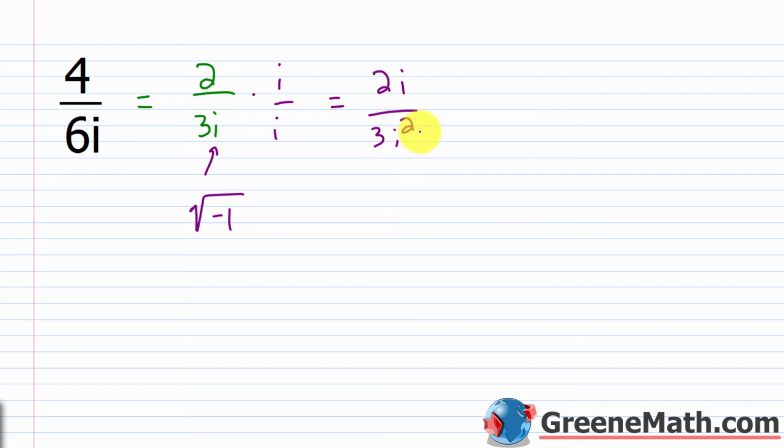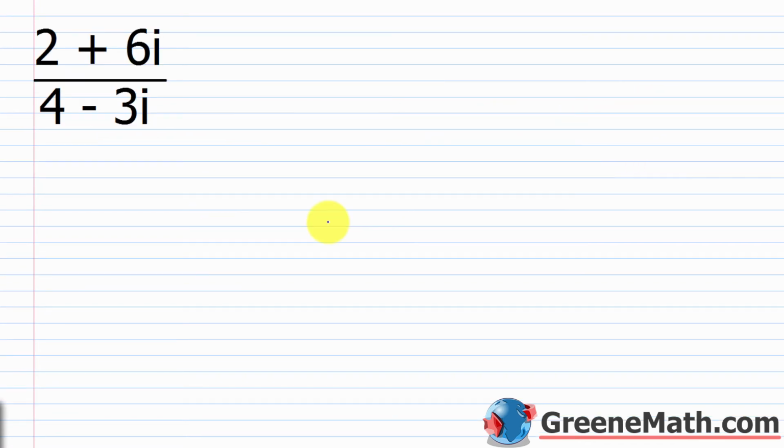All right, so what about something like 4 over 6i? Well, the first thing you would do is just reduce, right? They're each divisible by 2, so this would be 2 over 3i. And then again, because i represents the square root of negative 1, we just multiply by i over i. We'll end up with 2i over 3i squared. i squared is negative 1, so we'll end up with what? 2i over negative 3, or negative 2i over 3.